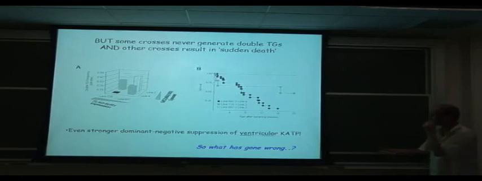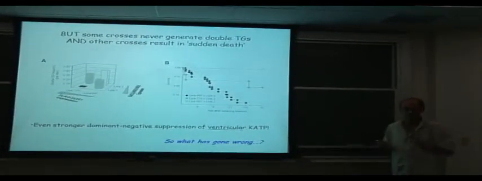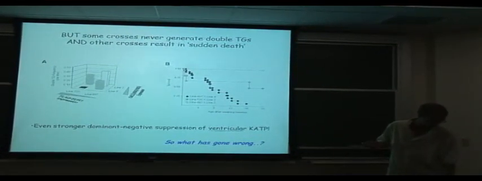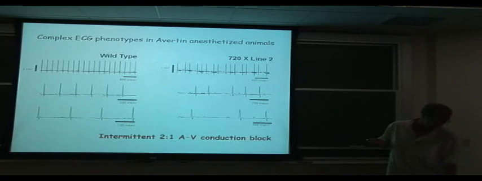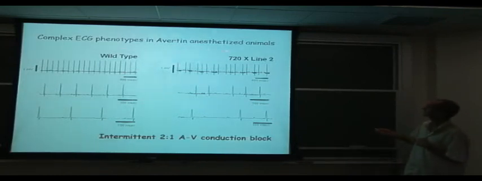So I don't have the data to show you, but you have to take my word for it, that when we patch ventricular myocytes, now we see essentially no KATP in the ventricle. But something has gone significantly wrong electrically, and we get quite complex ECG phenotypes in these animals.